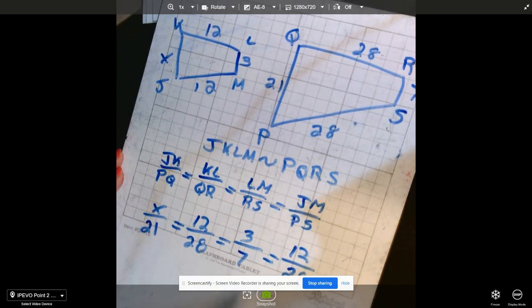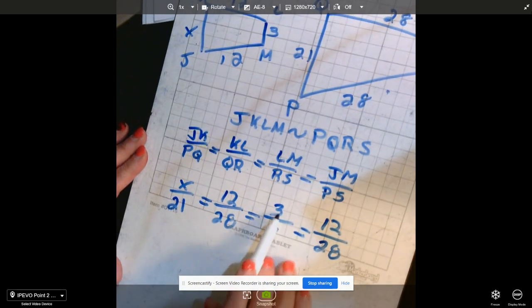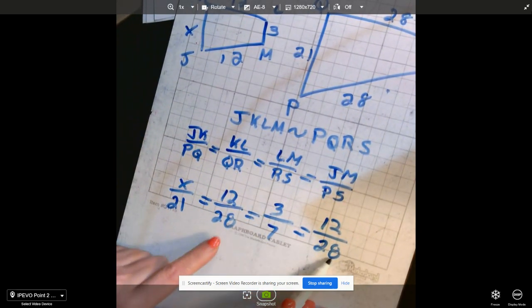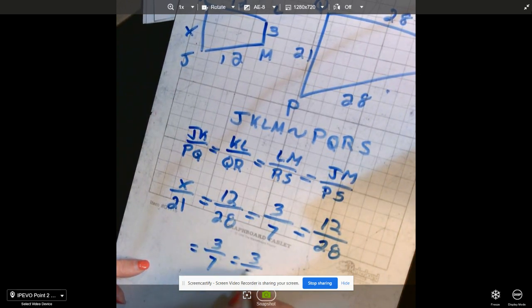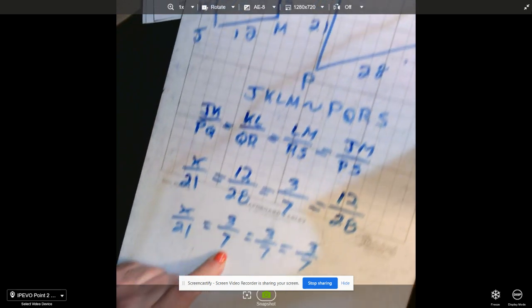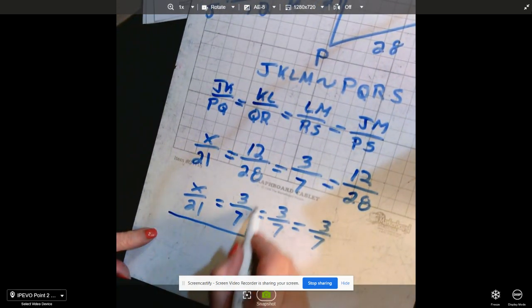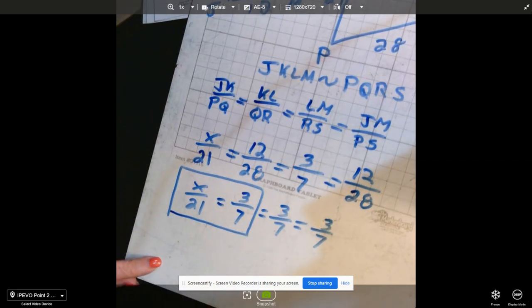Well, we know because they're similar, each one of these ratios has to be the same thing. So 3/7 is already simplified. These two are already the same. So let's see if we can simplify these two. Well, if I divide the top and the bottom by 4, 12 divided by 4 will give me 3. 28 divided by 4 will give me 7. So each one of these will equal 3/7. So I know that x over 21 also has to equal 3/7. So I can now use this relationship to solve for the problem.